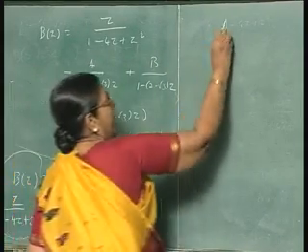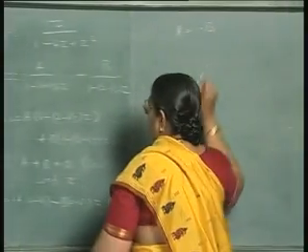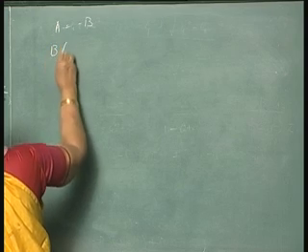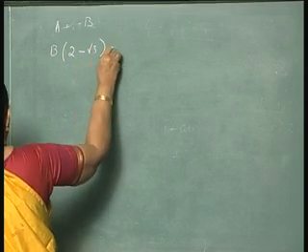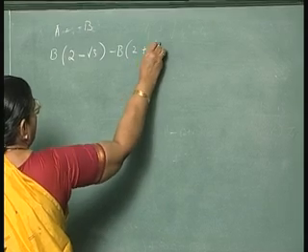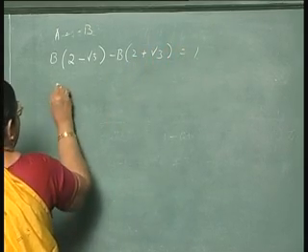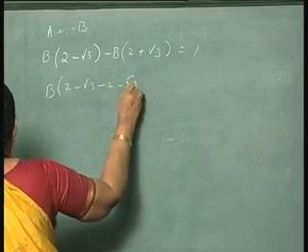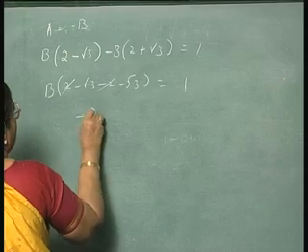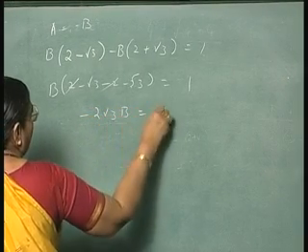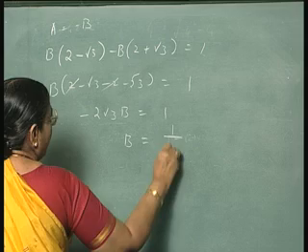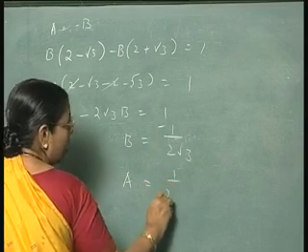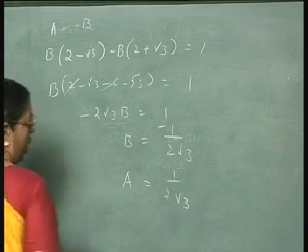So, from the first one, a is equal to minus b, make use of that here. A is minus b, so minus a will be b. So, b into (2 minus root 3) minus b into (2 plus root 3) is equal to 1, or b into (2 minus root 3 minus 2 minus root 3) equal to 1, minus 2 root 3 b equal to 1, or b is equal to 1 by 2 root 3 with a minus sign, and a is minus b, that is 1 by 2 root 3.